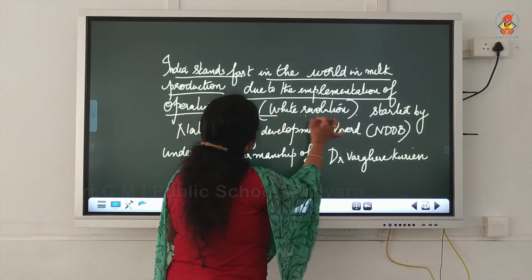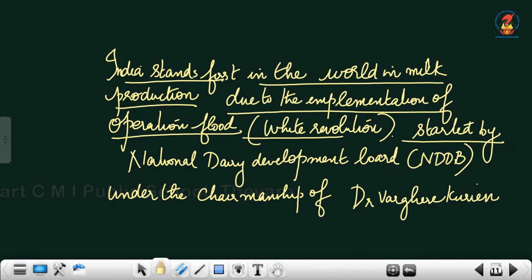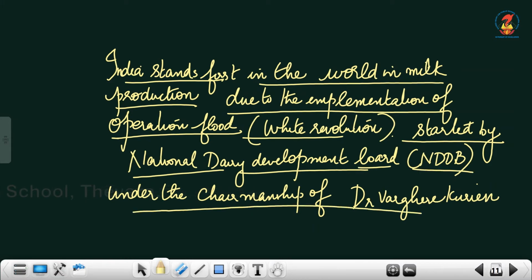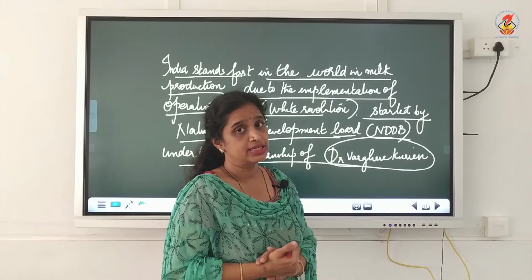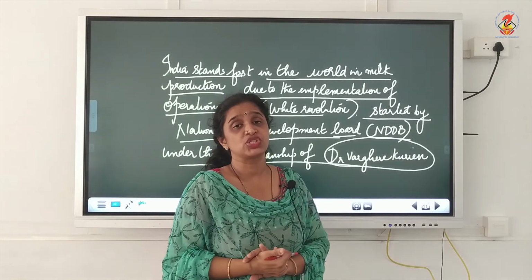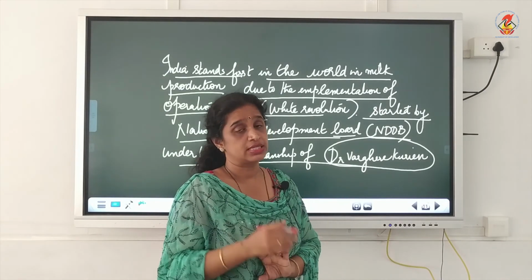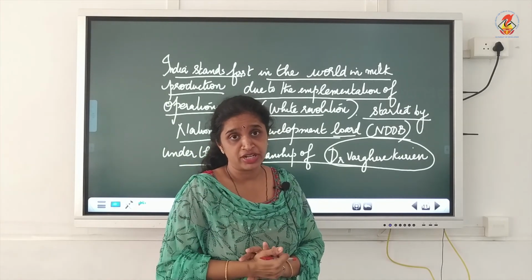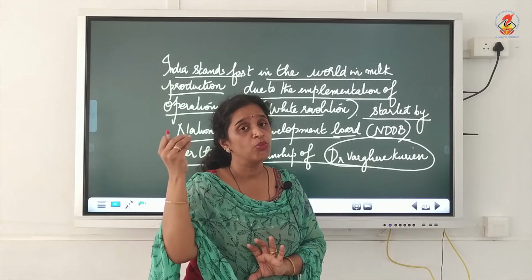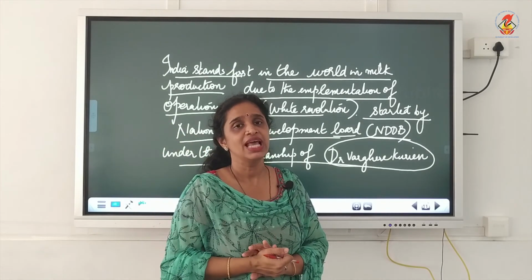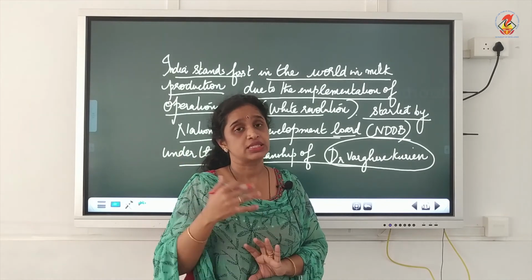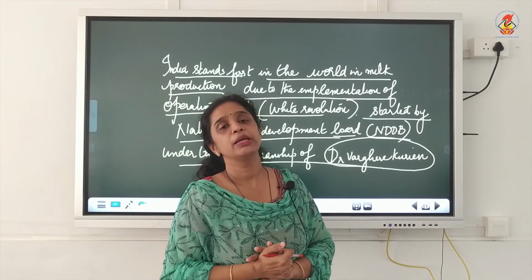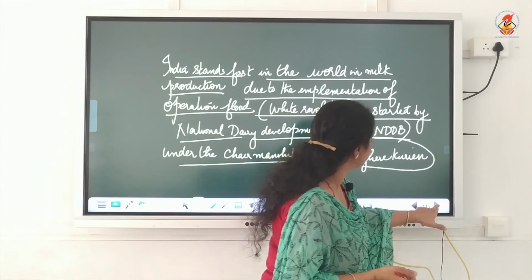Now, this White Revolution or Operation Flood was started by the National Dairy Development Board, NDDB, under the chairmanship of Dr. Verghese Kurien. And the successfully implemented state is Gujarat in India. Due to the implementation of Operation Flood, Gujarat was able to produce more and more quantity of milk, and it stands first as the successful state in the implementation of Operation Flood.